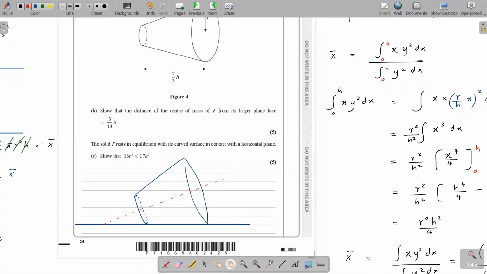Right now we found that the center of mass is at a distance 3/13 h from the where? From the larger surface, right? From the larger plane face. Okay, so what is the requirement for this to be in equilibrium? Do you remember me talking to you about this? The problem is whether this will turn back, or we require this to stay in equilibrium, not turn back.